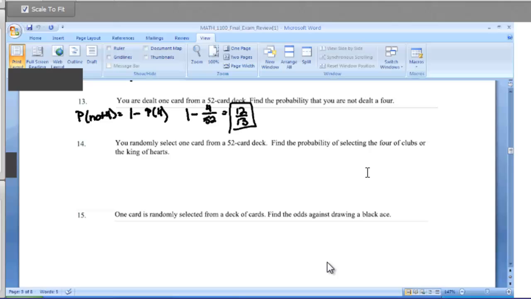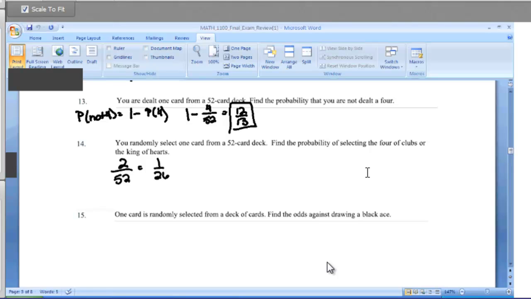All right, for number 14, you randomly select 1 card from a 52-card deck. Find the probability of selecting the 4 of clubs or the king of hearts. So they're being very specific. They want 1 of 2 cards. So there's 2 cards that we're after out of a total of 52 cards. So there's the probability, and we're going to reduce that down to 1 over 26. So remember to reduce when you can.